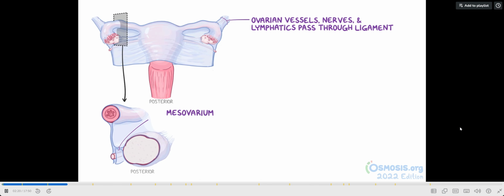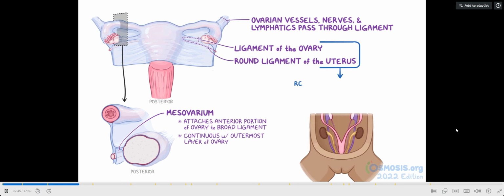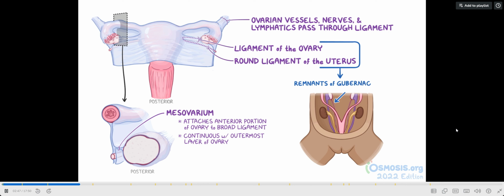Now, the mesovarium does not necessarily cover the ovary. It attaches the anterior portion of the ovary to the broad ligament and is continuous with the outermost layer of the ovary. Medially, between the two layers of the mesovarium, there's a fibrous band called the ligament of the ovary, which travels to the uterus, then continues as the round ligament of the uterus. The ligament of the ovary and the round ligament of the uterus are embryological remnants of a structure known as the gubernaculum. The two gubernacula are embryonic structures that guide the ovaries in their descent from the abdomen to the pelvis.